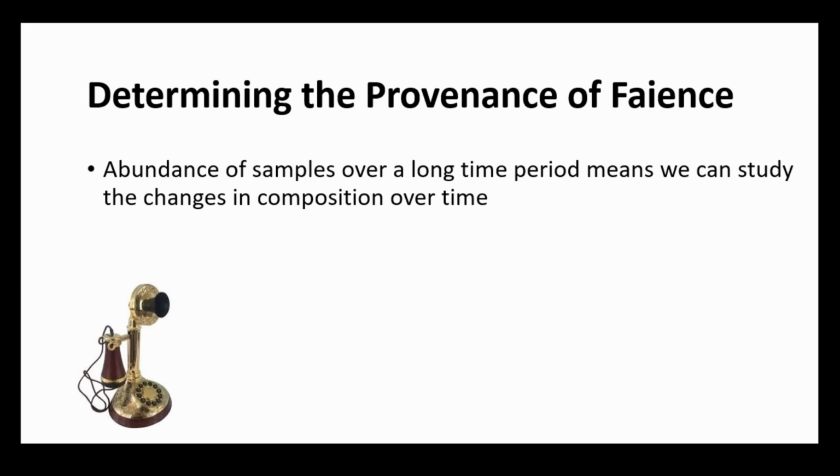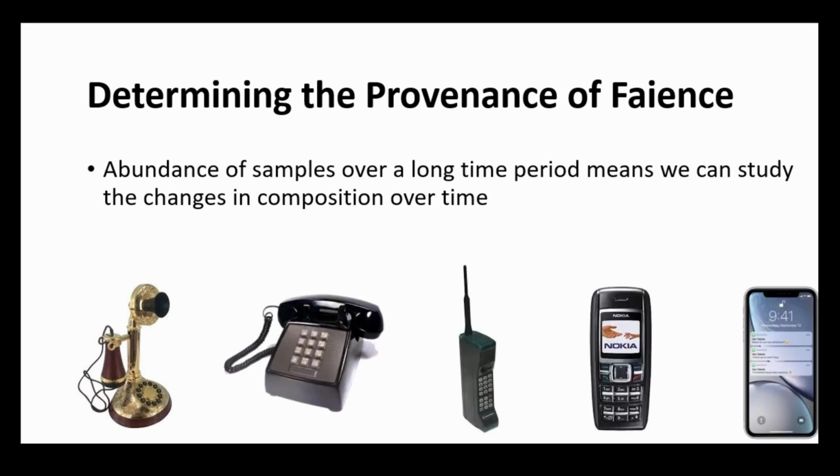Because we have an abundance of samples, we can study the change in composition over time. Some of you might wonder why there's a phone on there. I like to think of it as an analogy as we can map the technology. So this is kind of like the first phone. We've got a spin thing, we have to pick it up and listen to it. But as we've upgraded and developed, we've made lots of phones.